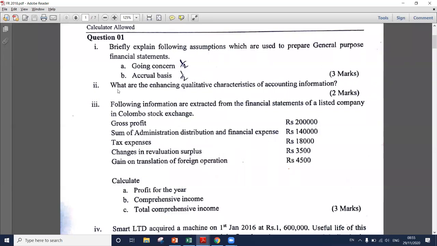Part 2 asks what are the enhancing qualitative characteristics of accounting information. We know qualitative characteristics can be divided into two: fundamental and enhancing. මෙතන අපෙන් ගන්න enhancing qualitative characteristics මොනවද කියලා. There are four. Right, there are four. What are those things? What are those four?